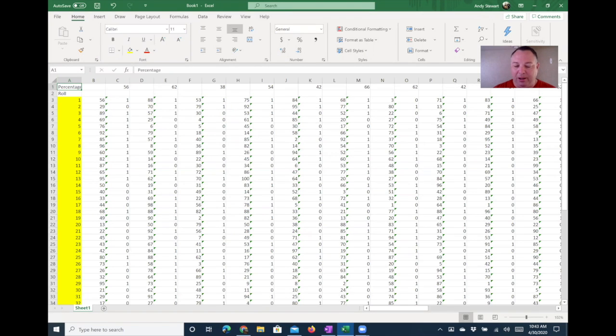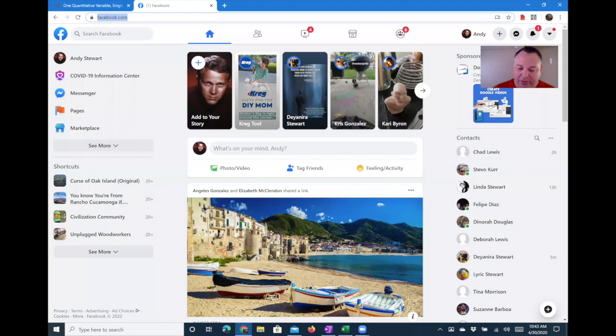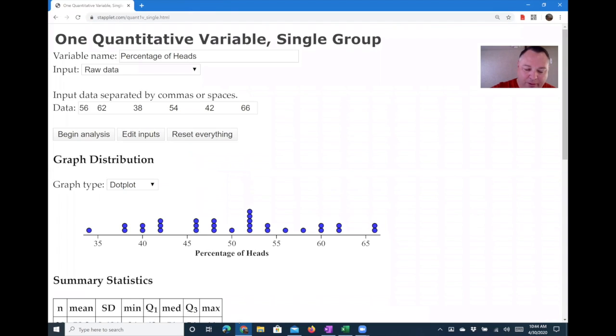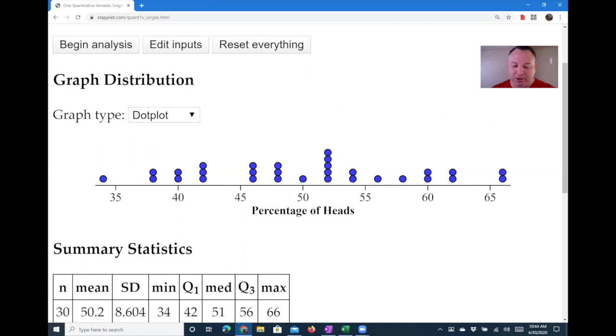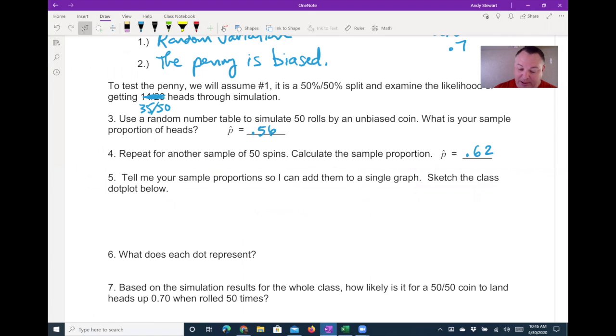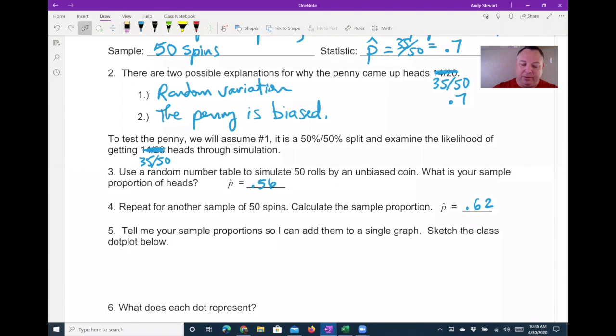But the real interesting part for us is going to be if we go over here to STApplet and we look at the dot plot. So looking at the dot plot, how rare is it to get 70%? Well, I don't even see 70%. According to this sample of 50, it was impossible to get 70. We would call that the p-value. The probability to get what we're looking for was 0. So that's telling us something. It's telling us that of our two possibilities, was it random variation or did we have a biased penny?